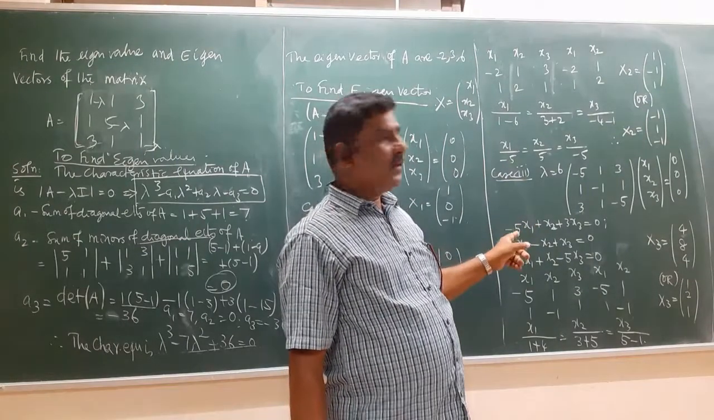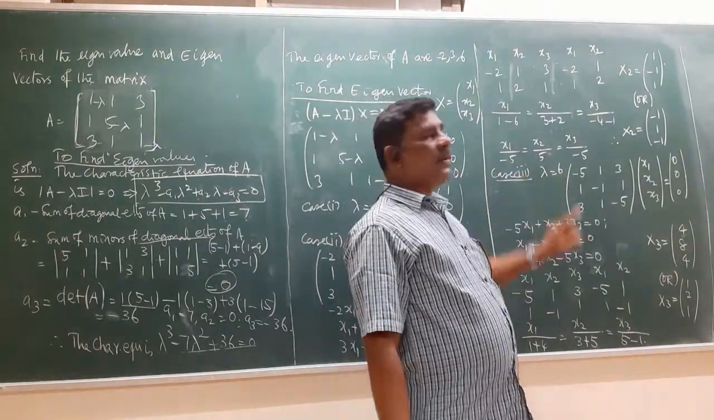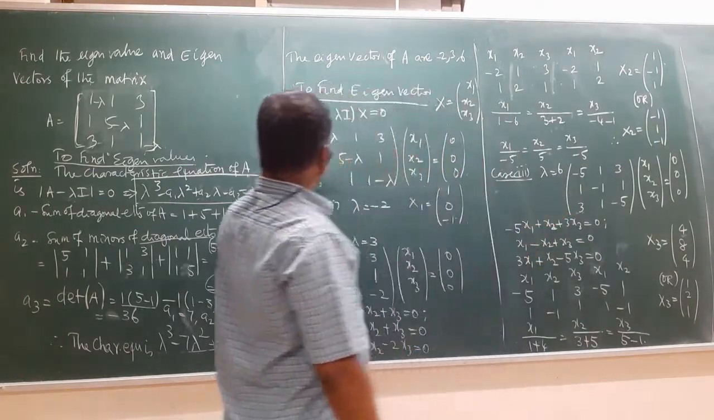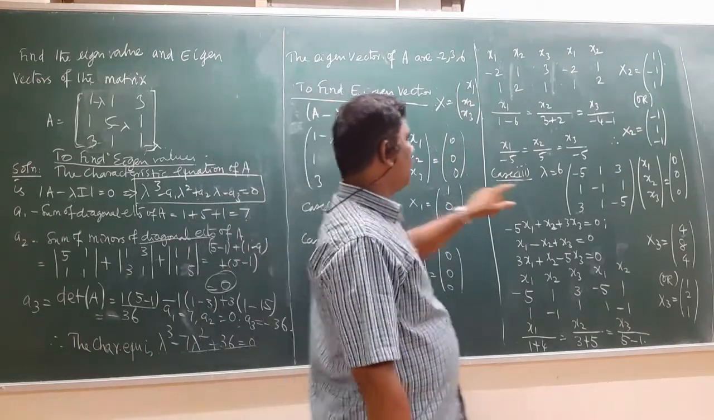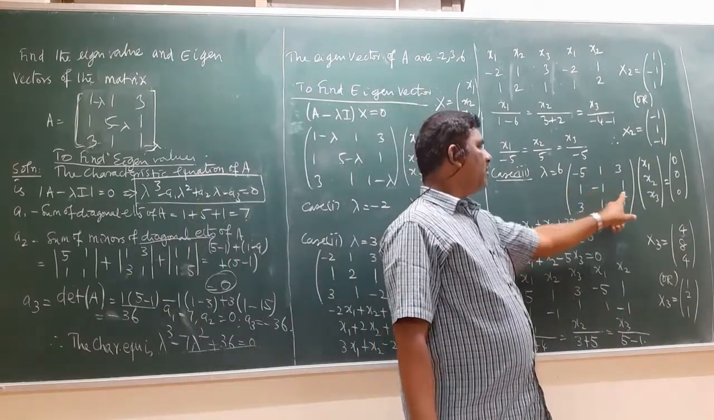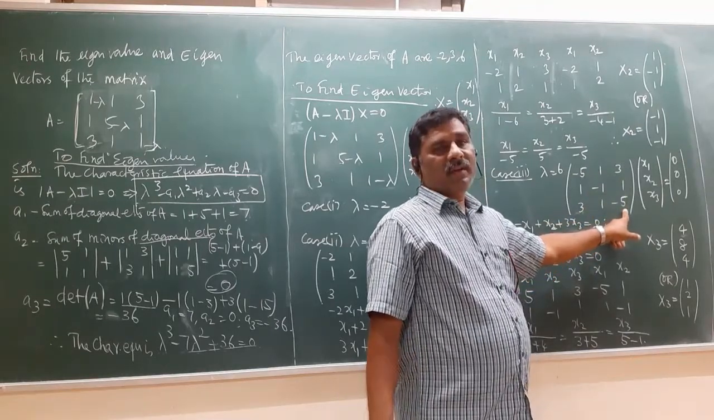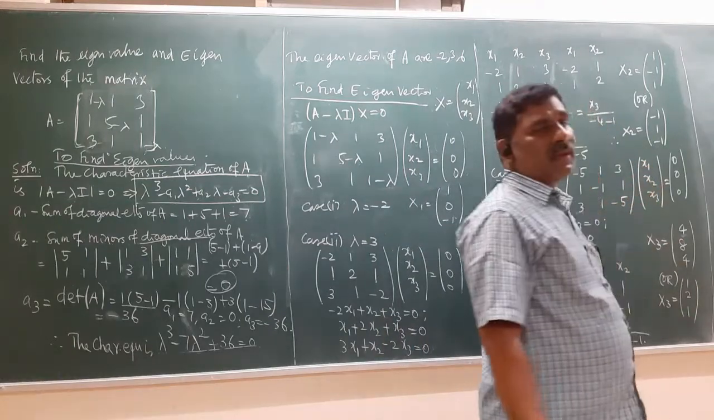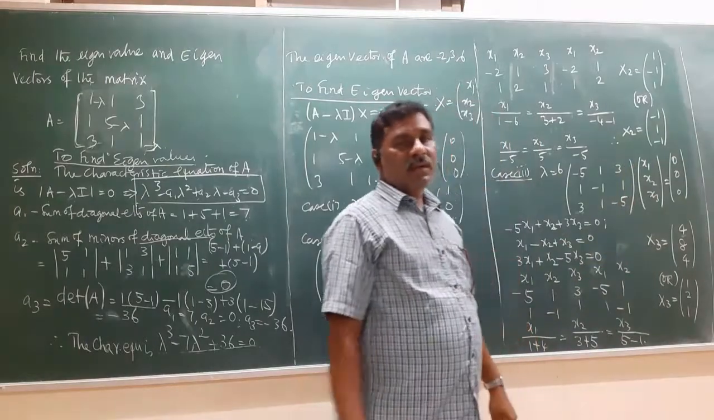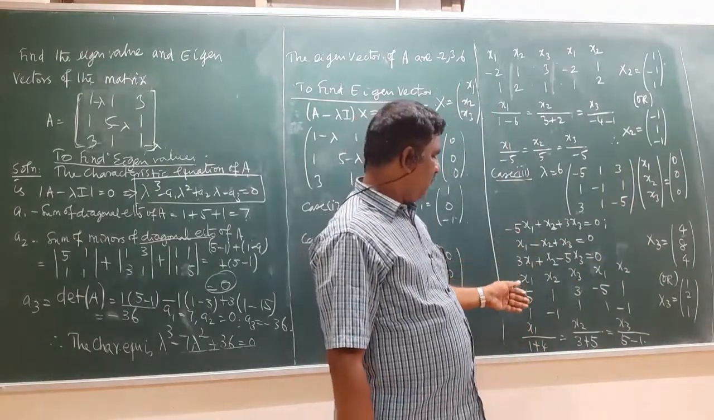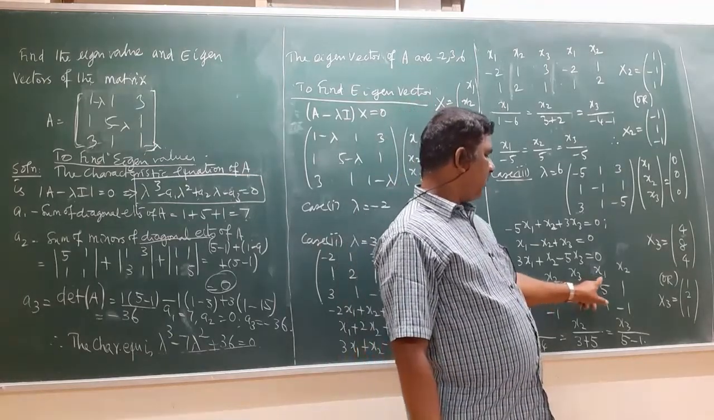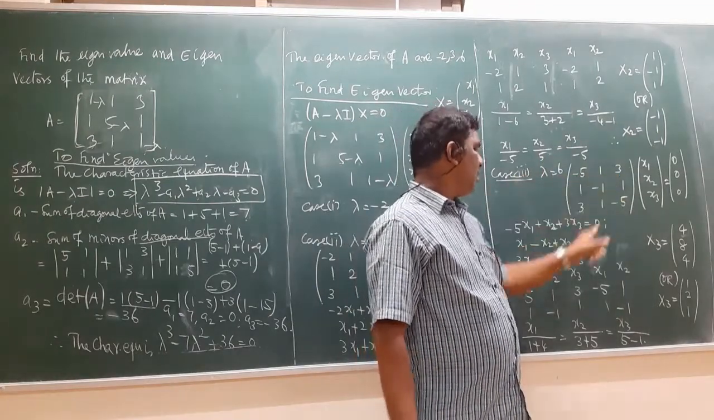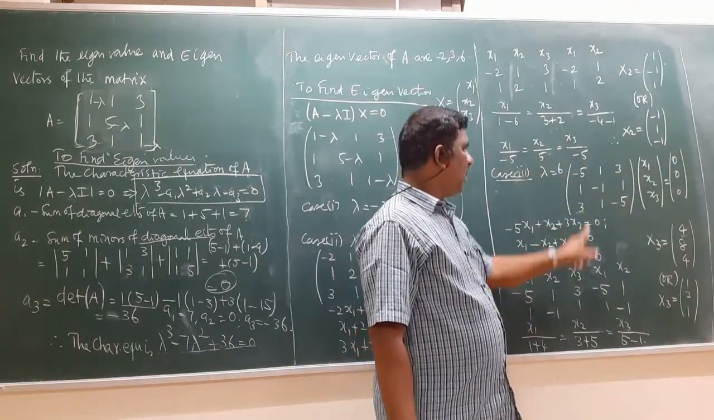Final case, last case, case 3, lambda equal to 6. For lambda equal to 6, substitute lambda equal to 6 here. 1 minus 6 is minus 5. Minus 5, 1, 3. 1, minus 1, 1. And 3, 1, minus 5. You will get the matrix. Then the non-zero column matrix x1, x2, x3 is equal to 0. We have to use the same procedure. Write the 5 columns x1, x2, x3, x1, x2. Take any 2 rows. Minus 5, 1, 3, and then minus 5, 1.